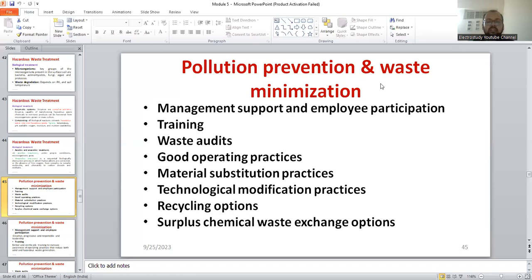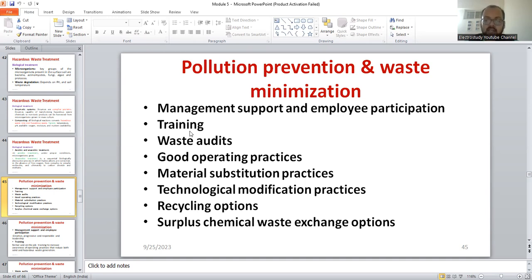The pollution prevention and waste minimization techniques are as follows. Management support and employee participation. Management support means for every venture or every activity, the support from the top management is quite essential, financially as well as morally. If both supports are not available, it is very difficult to implement such a waste management program. Training to the employees is very essential.